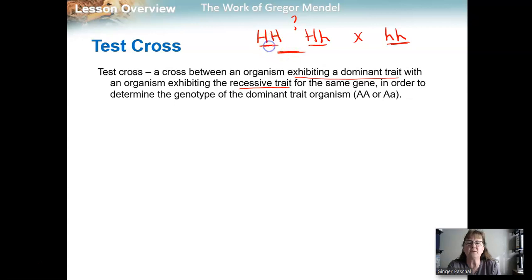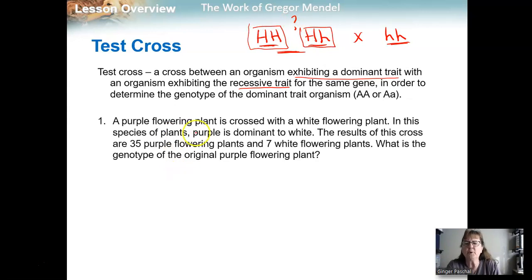So we're trying to find out if this individual has this genotype or if it has this genotype. So let's take a look at how this works. We have a purple flowering plant and it's crossed with a white flowering plant. Now that's interesting. We have purple and we have white. We don't know anything about this at this point.